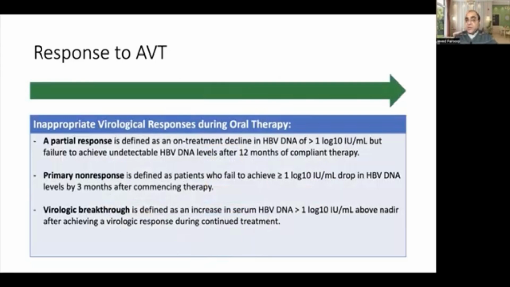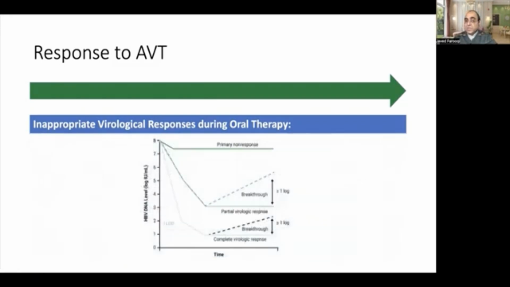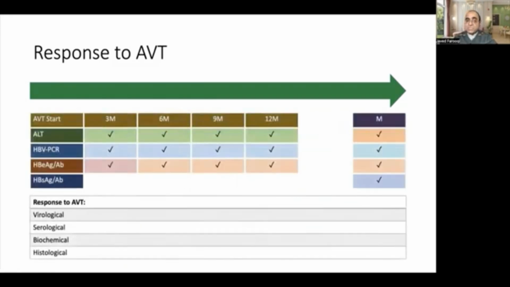Inappropriate virological response during oral therapy, as I said, is again the same thing. A partial response is defined as on-treatment decline in HBV DNA level of more than 1 log, but failure to achieve undetectable DNA levels after 12 months. Primary non-response is when patients fail to achieve more than 1 log drop, and virological breakthrough is when there is more than 1 log increase. This we have discussed.